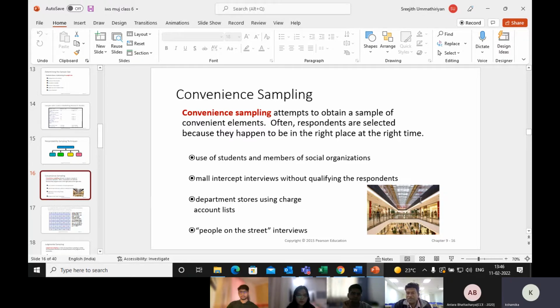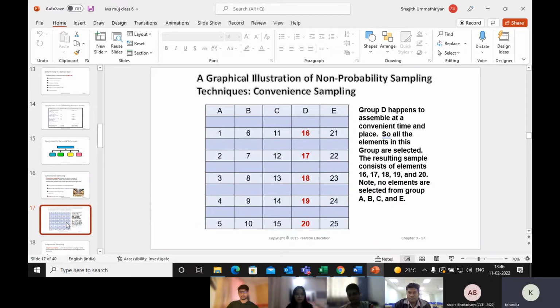Right? So no scientific reason why you are interviewing him. The only reason is they are there around the time that you are also there. Okay? Typically people on the street interviews. Now, an illustration of that convenient sampling.